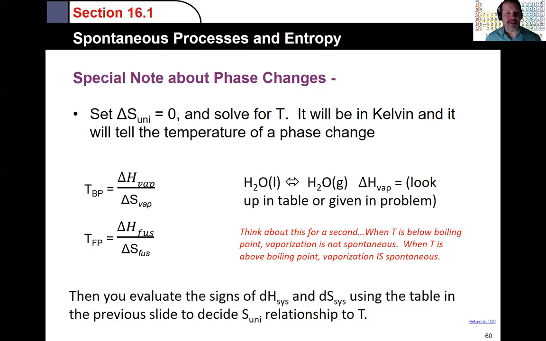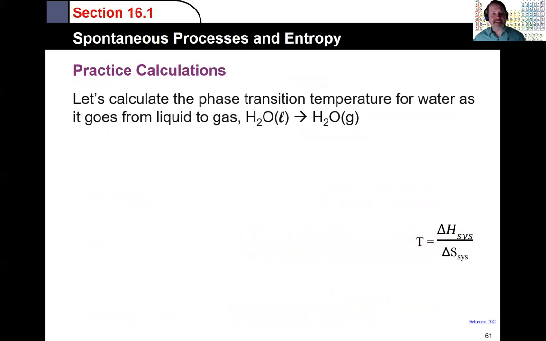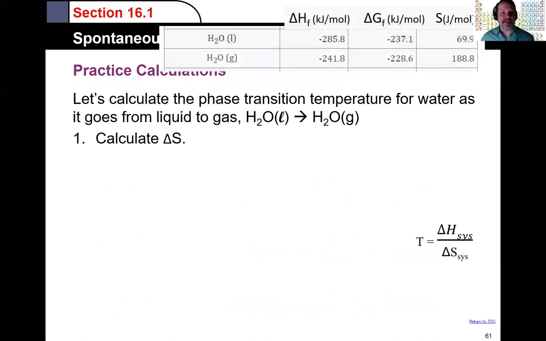Let's do a practice calculation. All right, let's say we want to calculate the temperature for the phase transition for water as it goes from liquid to gas. Hint, hint, this is the boiling point, 100 degrees Celsius, 373 Kelvin. Let's see what these numbers do when we look them up in some tables. So let's calculate delta S for the system here. How do we do that? We go look it up in a table.